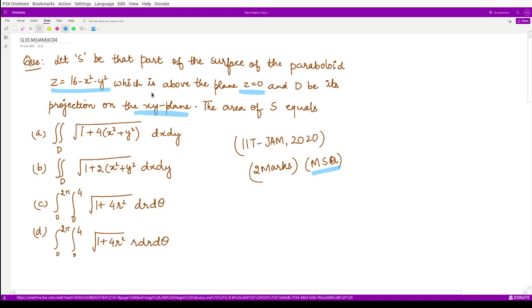Okay, so now in order to calculate the area of S, you should first know what is your S, right? And how can we define this S? So let's visualize this thing. This is the surface of the paraboloid, where we are given z is equal to 16 minus x square minus y square, right? So now this is a paraboloid. What is a paraboloid? A paraboloid is the 3D version of a parabola, right?